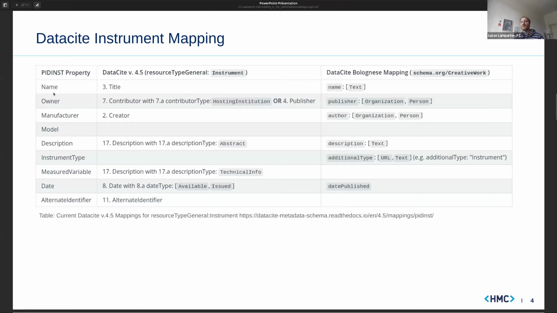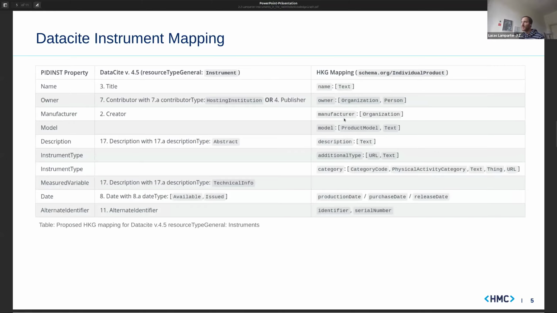For example, the owner of an instrument becomes the publisher, or the manufacturer becomes the author. And that's not an intuitive approach, if I imagine someone would use the knowledge graph to look for an instrument they could use in their experiment. So then we checked other schema.org classes to see if we could get a better fit here. And what we came up with is schema.org IndividualProduct. And the definition of an IndividualProduct is a single identifiable product instance.